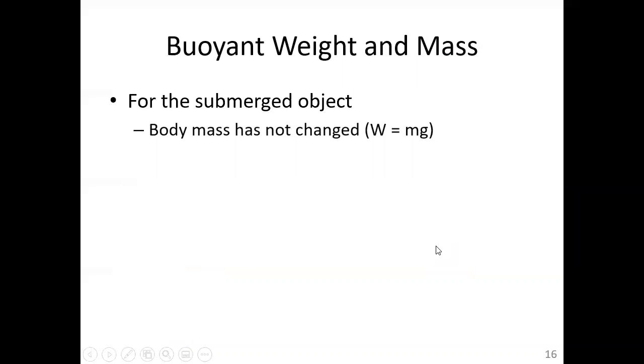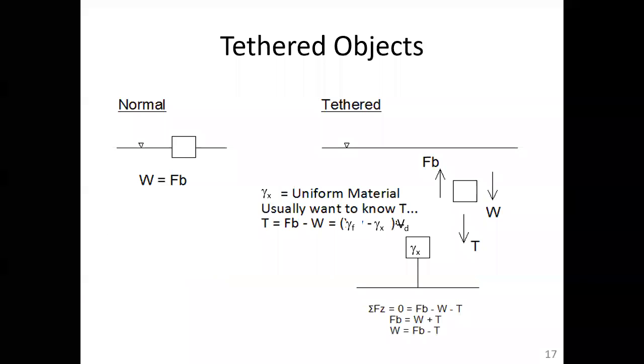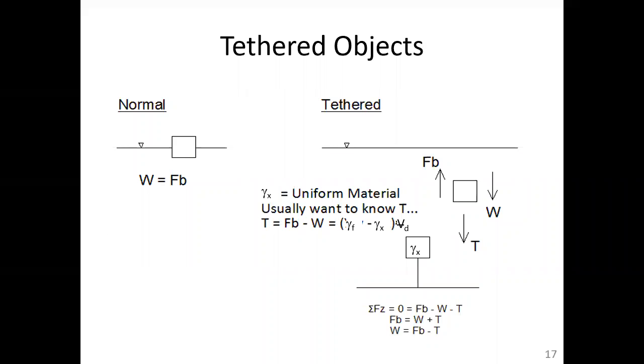So for a submerged object, you take a cube, a brick, a real brick, and you put it in water, you have not changed the mass. What happens is the apparent weight changes because of the buoyant force. So the mass stays the same. And that gets us to tethered objects. So for example, you could have a floating object.